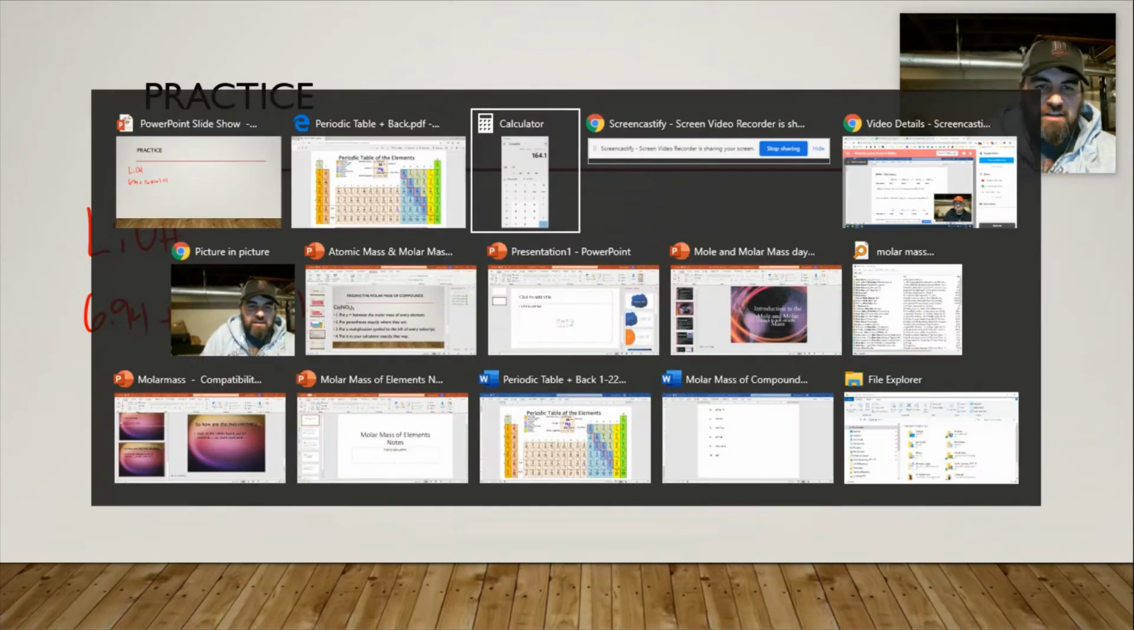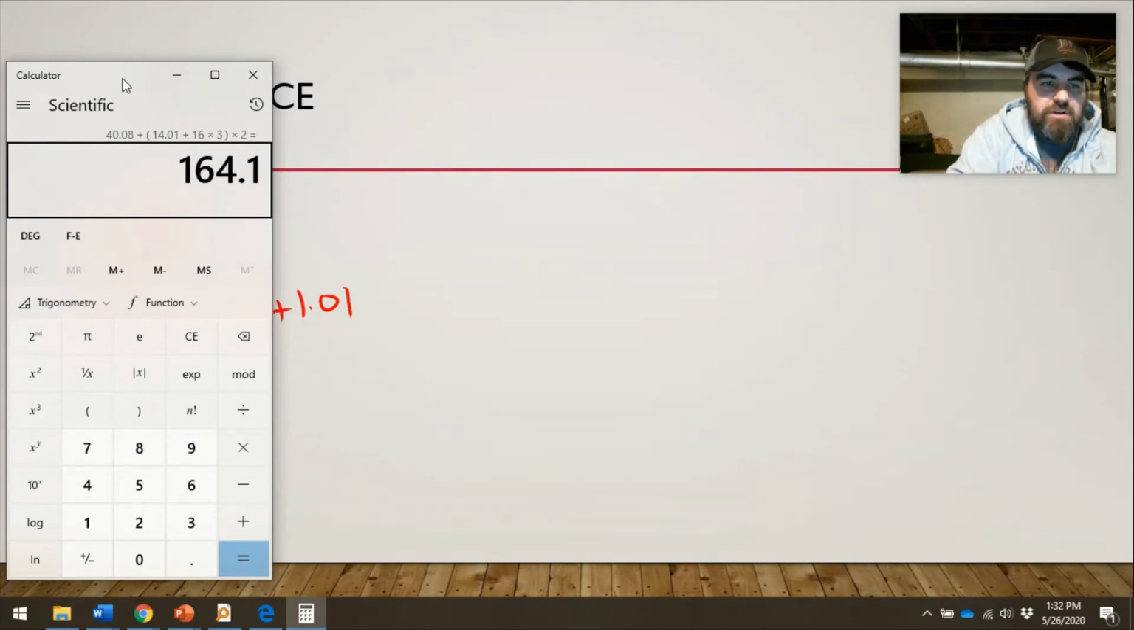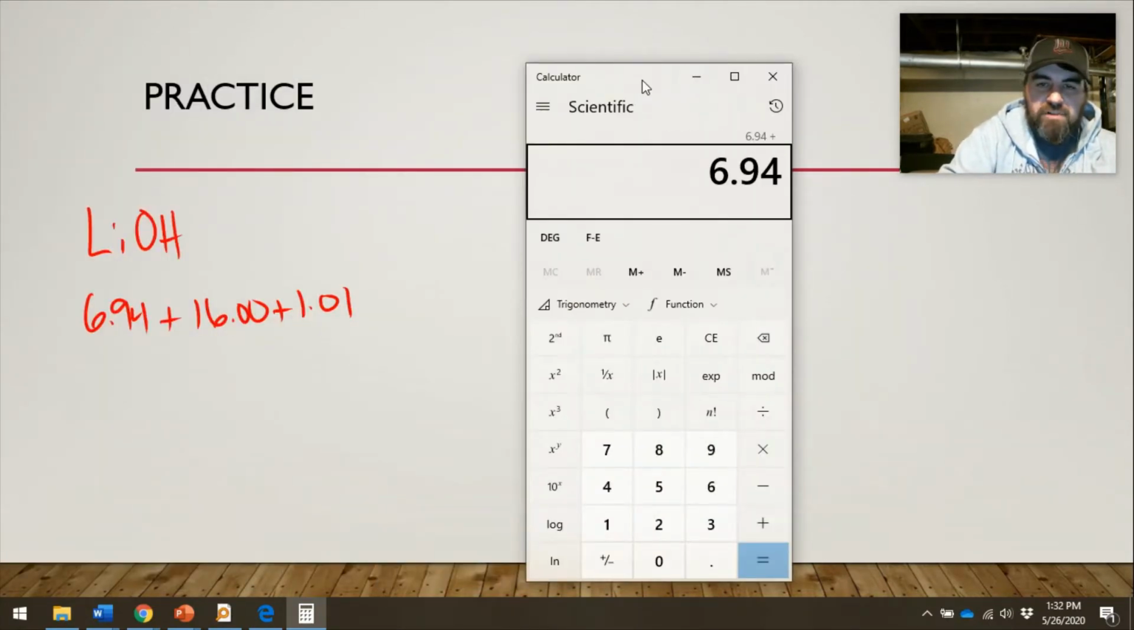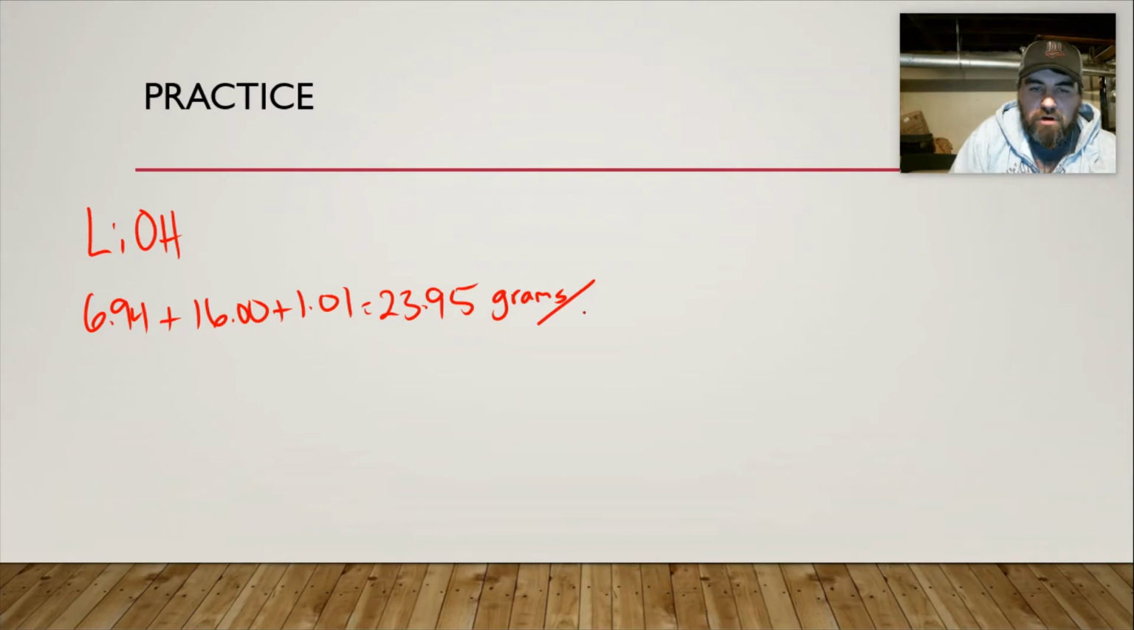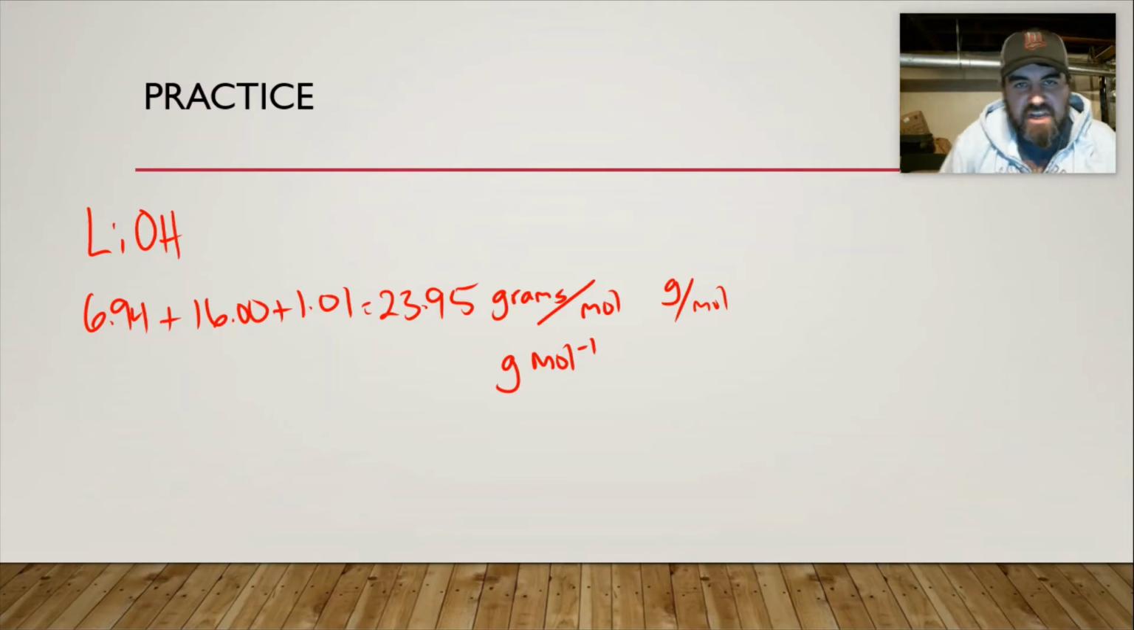So we put this in the calculator exactly as it says. We put 6.94 plus 16.00 plus 1.01 equals 23.95. That is the molar mass of lithium hydroxide. And the units would be grams per mole, or you might see it as g mol^-1 if you take IB, because that's how they like to do it. But grams per mole, or you could just put g over mole. All of those are completely reasonable abbreviations for the units.